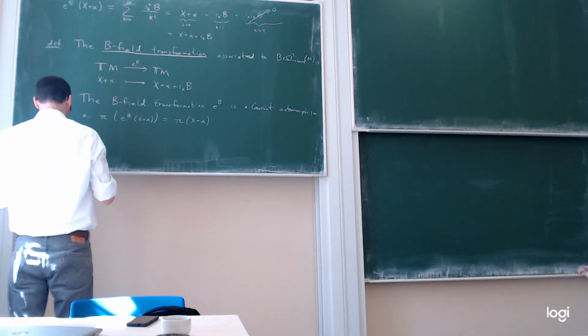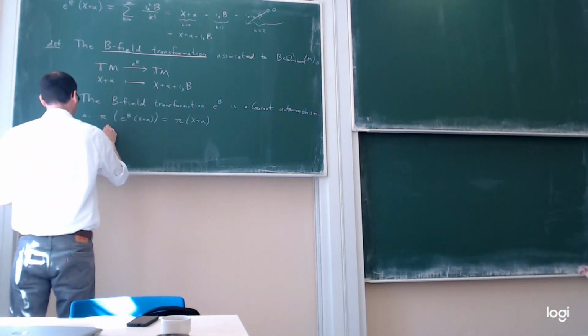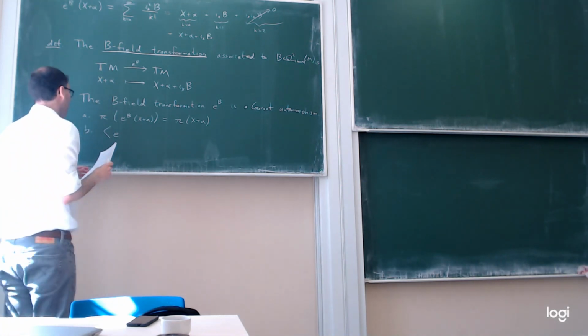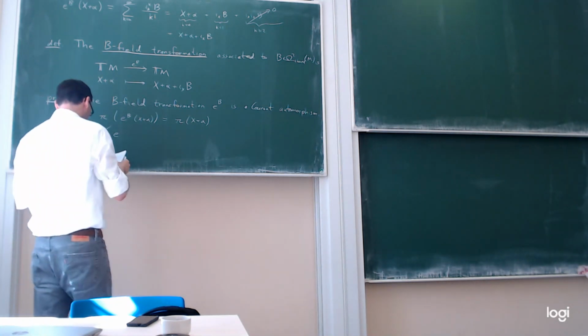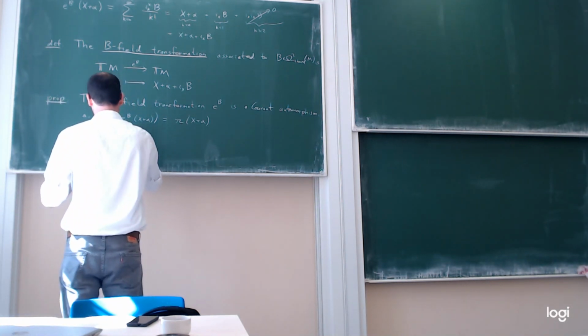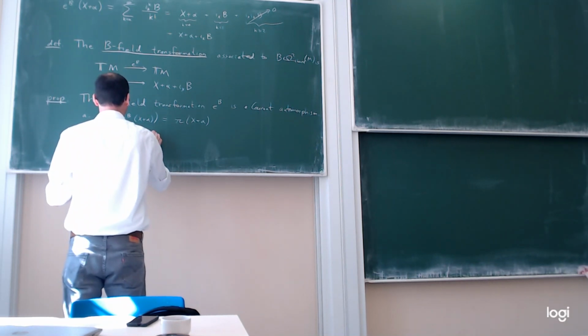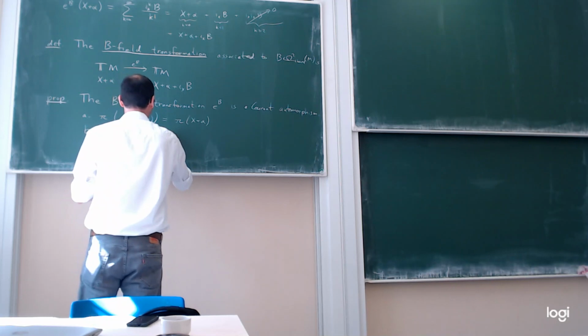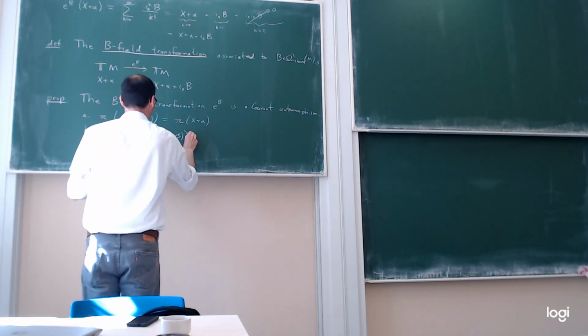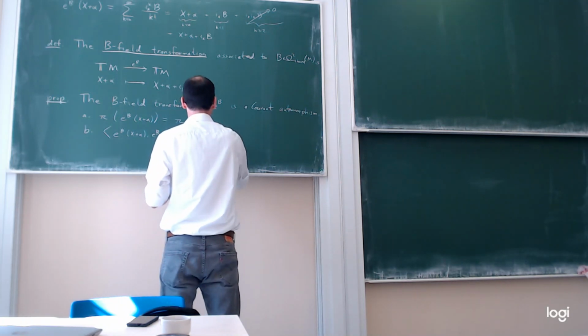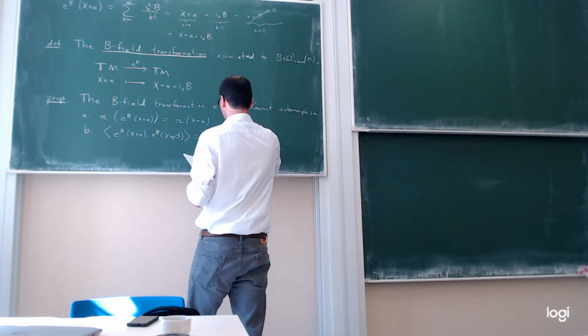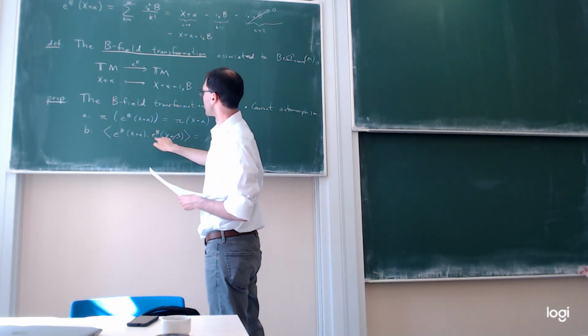The second is that the non-degenerate symmetric bilinear pairing of the transformation applied to x plus alpha and applied to y plus beta is just equal to the pairing between x plus alpha and y plus beta.